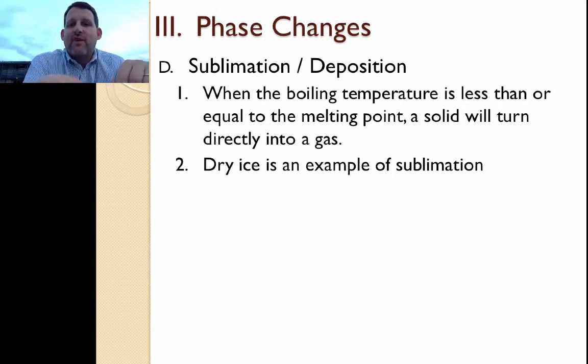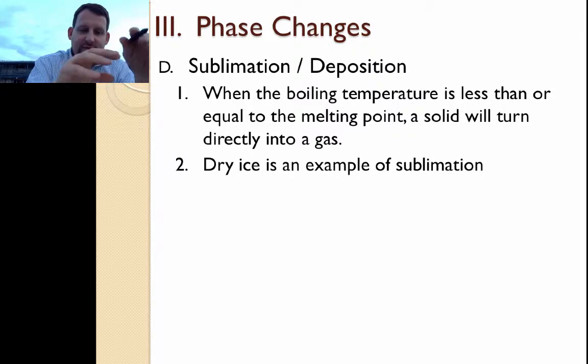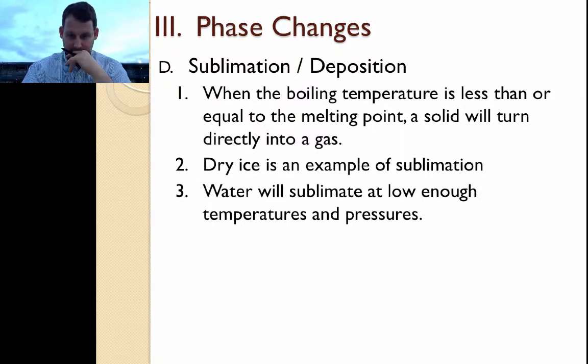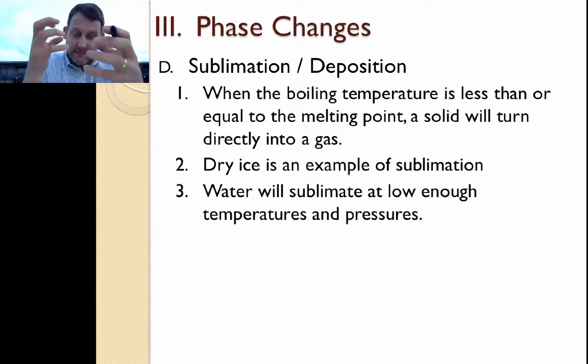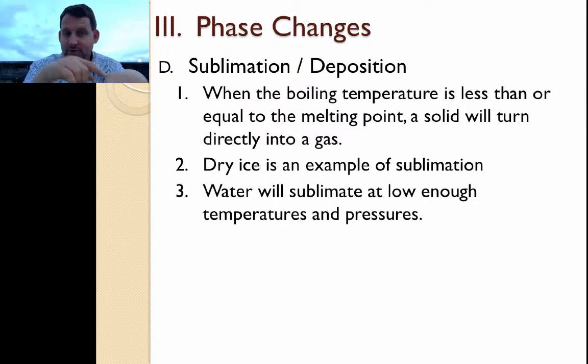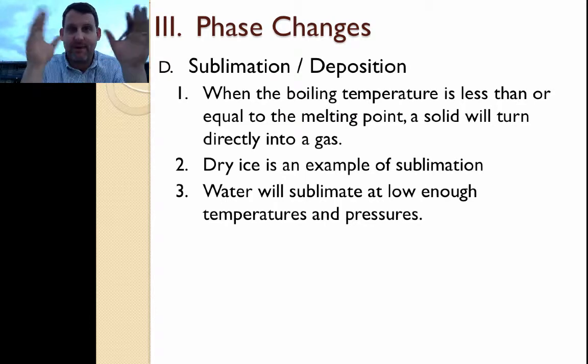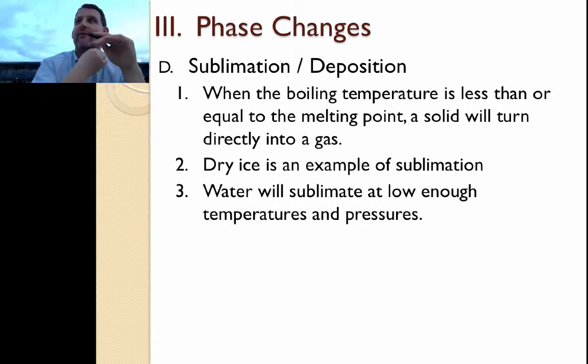You're familiar with dry ice not having a liquid state. Dry ice is an example of sublimation. It goes straight from a solid to a gas. The particles just break off and fly out. They don't turn to a liquid first. Now water will sublimate too at low pressure. If you get a really low temperature and pressure, you get some ice and reduce the pressure, it won't turn to a liquid first when you heat it up. It'll just disappear like dry ice does, but only at really low pressures.